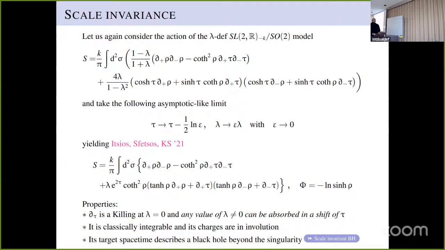So I take this asymptotic limit. I shift tau by a very large number, minus 1/2 logarithm of epsilon, and I scale lambda by going like epsilon times lambda, with epsilon going to 0. So here, after doing this limit, the limit makes sense, and it is constructed in order to make sense. And one finds this action.